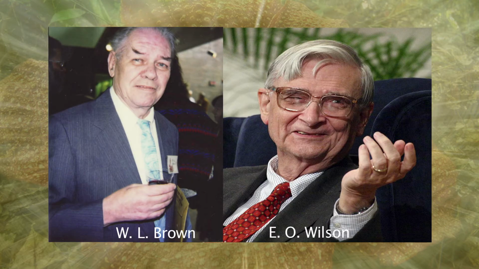W. L. Brown and E. O. Wilson in 1956 came up with the theory of ecological character displacement. Character displacement is a phenomenon in which two species that live together in the same environment have evolutionary effects on each other and tend to diverge in those characteristics that overlap.